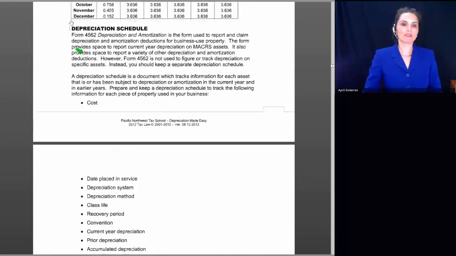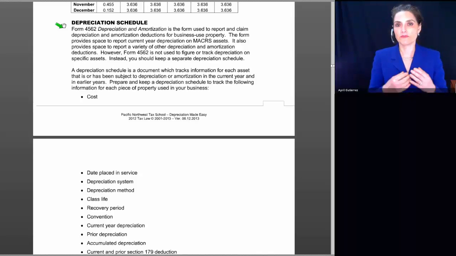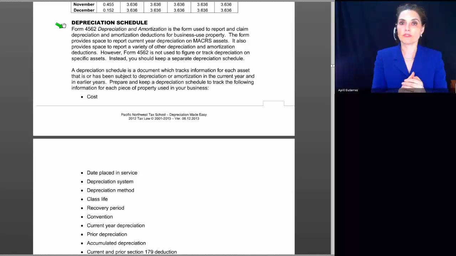Now we're going to talk about the depreciation schedule. When you fill out a tax return and you're claiming depreciation deductions for an asset that was placed in service during the year, you have to attach Form 4562. Form 4562 has lines where you can enter the class life of assets placed in service, the amount of deduction you're claiming for them, as well as the cost of those assets.